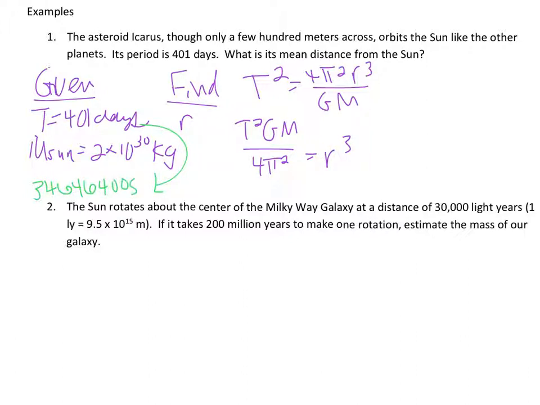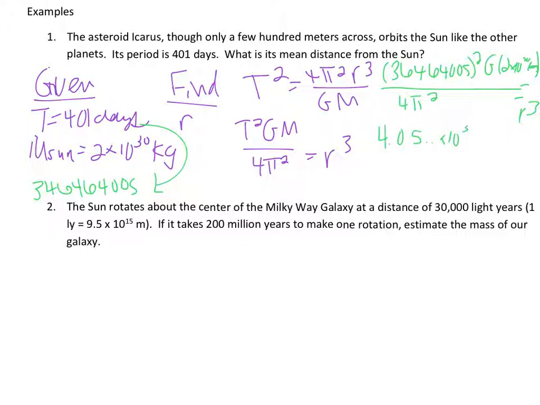So this in seconds is equal to 346,400 seconds. Okay, so now we just have to put the numbers in. We get 346,400 seconds squared times G times 2 times 10 to the 30th kilograms over 4 pi squared, that equals r cubed. This number should come out to 4.05 times 10 to the 33 meters cubed equaling r cubed. Taking the cube root, in your calculator just hit math 3, and that'll take the cube root of the number. 1.59, keeps on going, times 10 to the 11th meters equals r. So the distance is about 1.60 times 10 to the 11th meters.